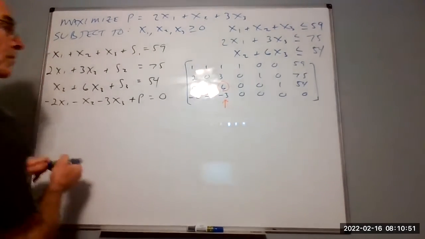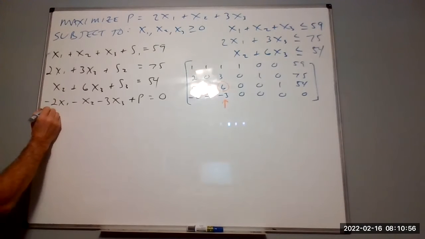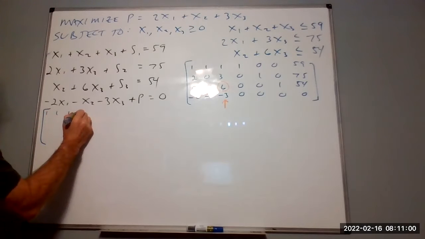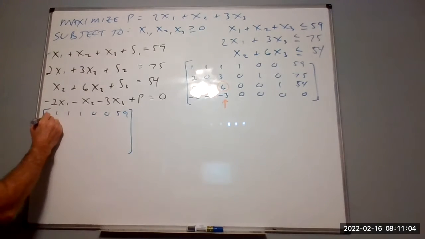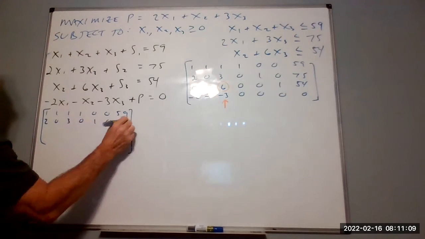So I'm going to do this. I'm going to multiply that row by 1/6. Now I'm going to have to write a little bit smaller. I've got to get everything on here. So 1, 1, 1, 1, 0, 0, 59, 2, 0, 3, 0, 1, 0, 75.